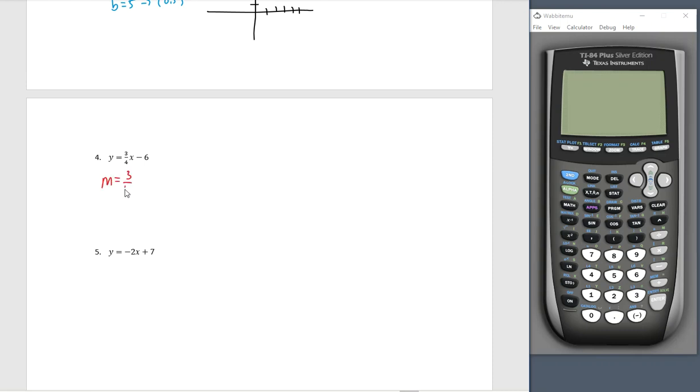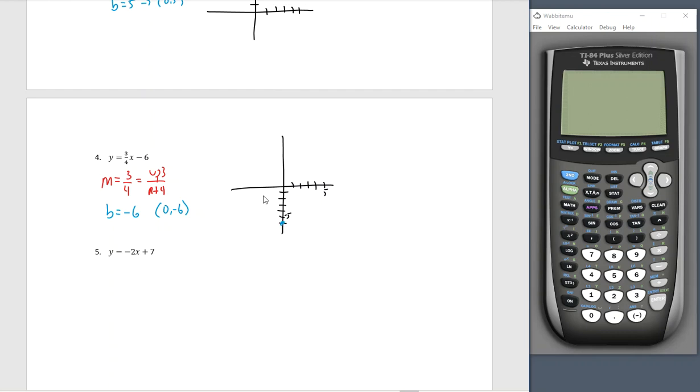M equals 3/4. That is up 3 and to the right 4. But up 3 and right 4 from where? Well, our b value of -6 gives us a point of 0, -6. So let's draw our graph. 0, -6. Let's start with our b value, 0, -6.